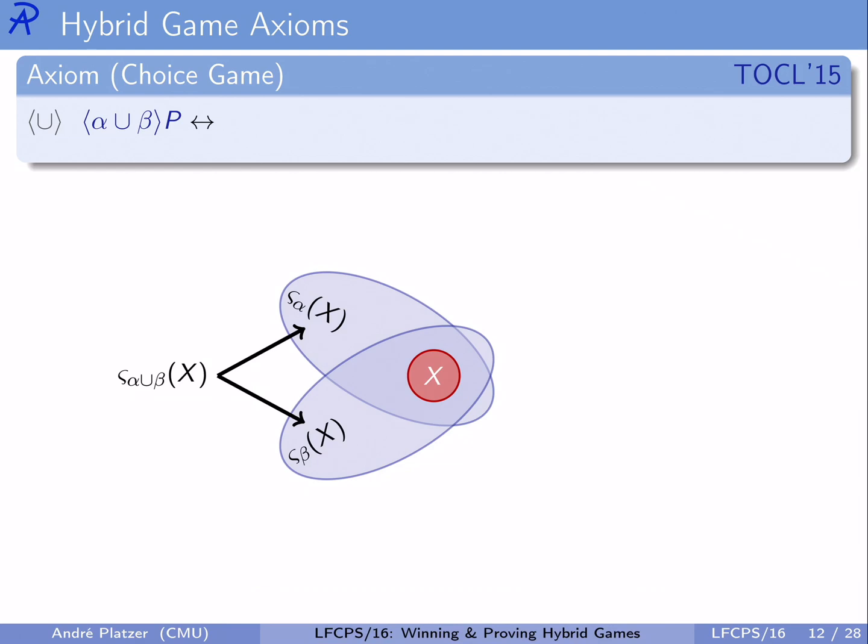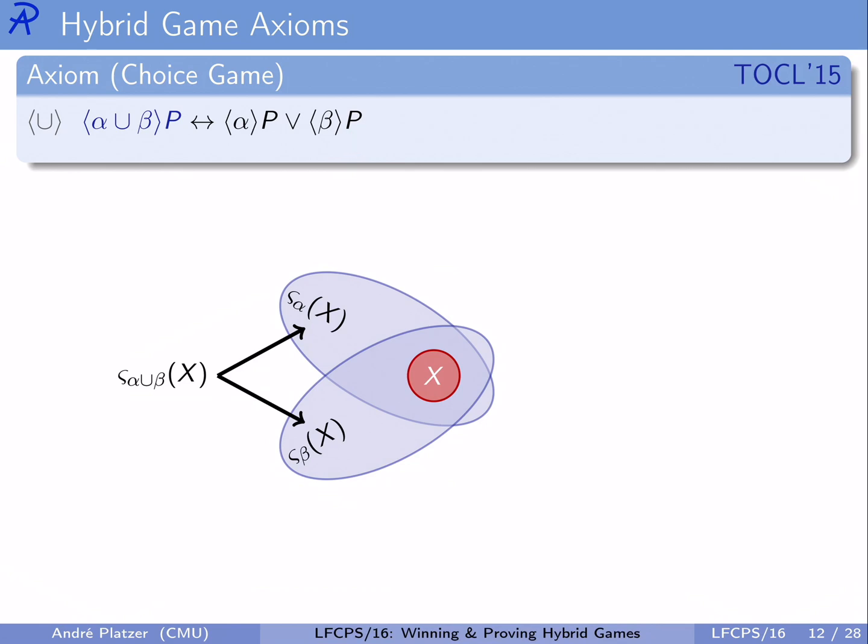Remember the semantics of the game of choice. Angel does have a winning strategy in the game of choice between alpha and beta to make it into X over here. Whenever Angel does have a winning strategy in the left subgame to make it to X. Union whenever Angel has a winning strategy in the right subgame to make it to X. Either way, she has a winning strategy of winning the game, which of course, rendered in logic, means that the formula is true whenever Angel has a winning strategy in the left subgame to make it to P, or she has a winning strategy in the right subgame to make it to P.